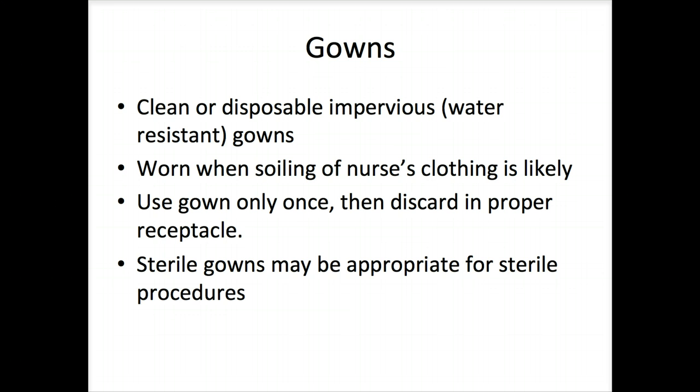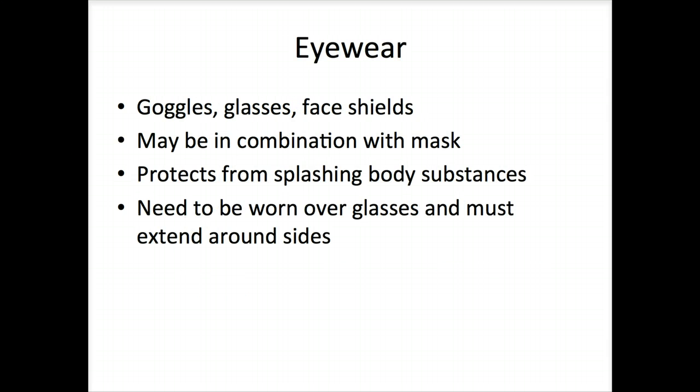The other PPE are your gowns, and they're generally disposable, or if not, they're worn once and put in a receptacle for cleaning by your facility. There is also eyewear, goggles, or face shields that may be in combination with the mask, but they protect you from bodily substances, and they may need to be worn over glasses, and they should cover the sides of your face.